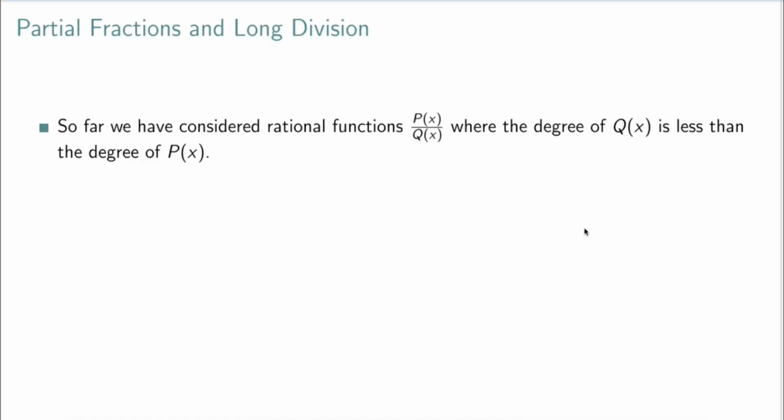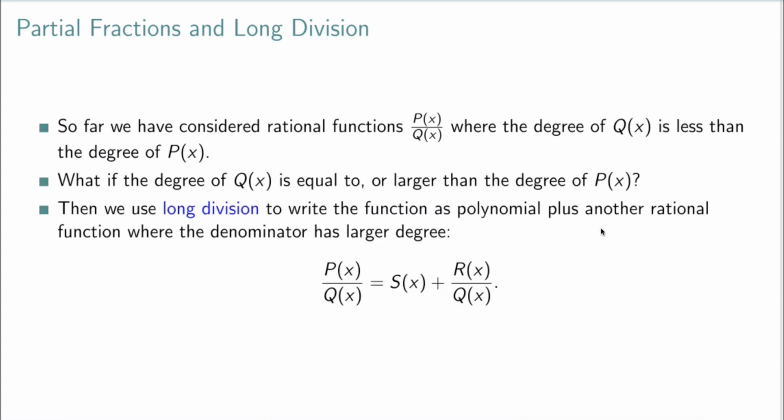Here is another method which has to do with partial fraction decomposition, and this involves long division as well. So far we considered rational functions p divided by q, where the degree of q is less than the degree of p. But what happens if this is not the case? If this is not the case, we have to do long division first.